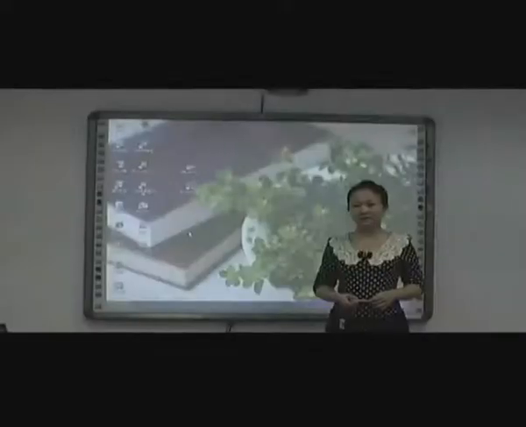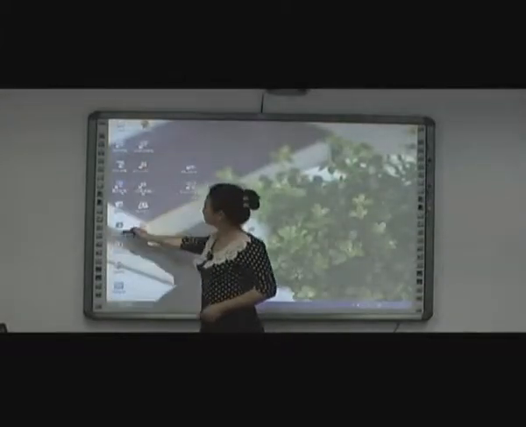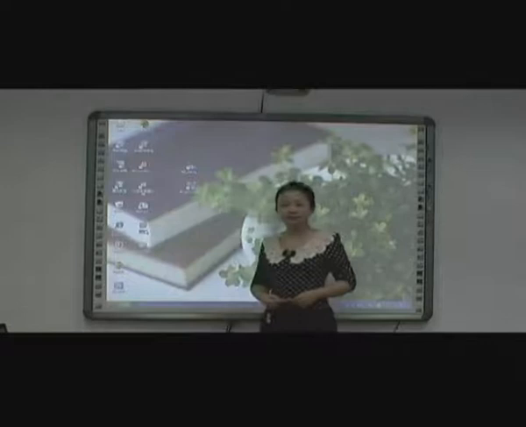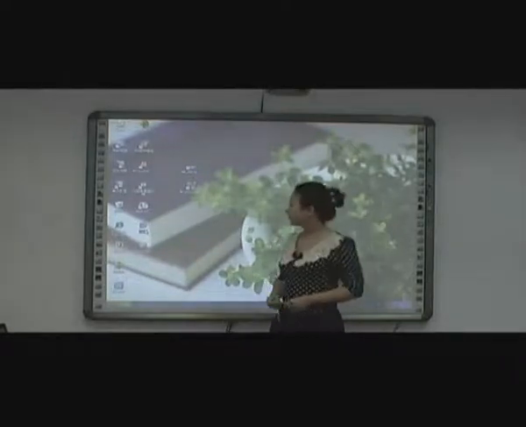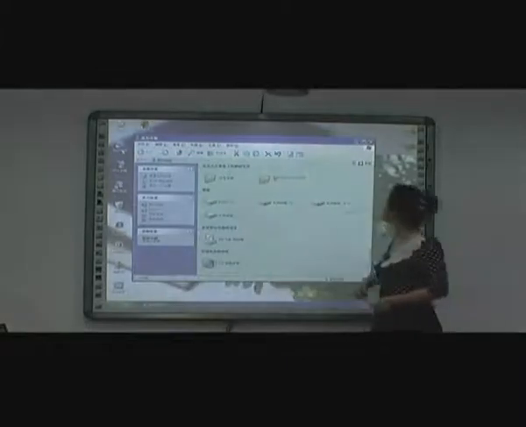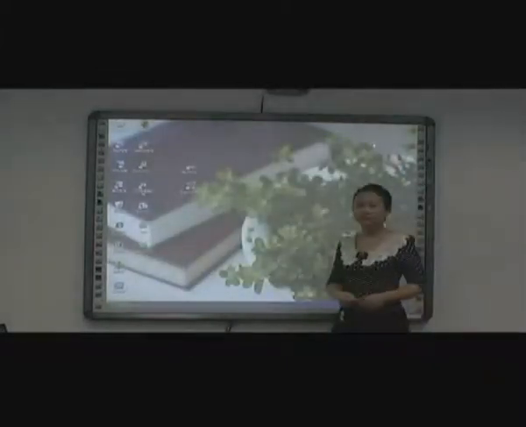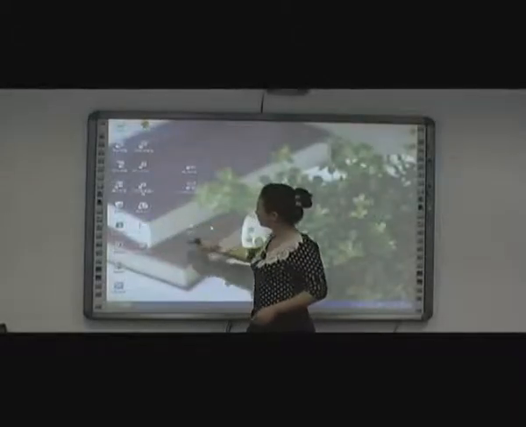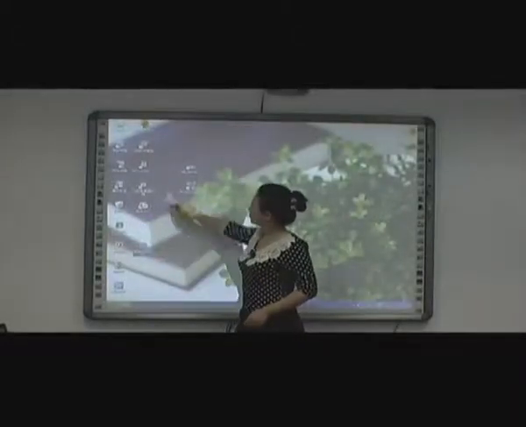Mouse control. Now let's learn how to operate the computer with fingers or a whiteboard marker. Click. Click the screen with a finger to select the target. Double click. Double click the target on screen with a finger. Move the icon. Hold the icon on the desktop and drag with your finger.